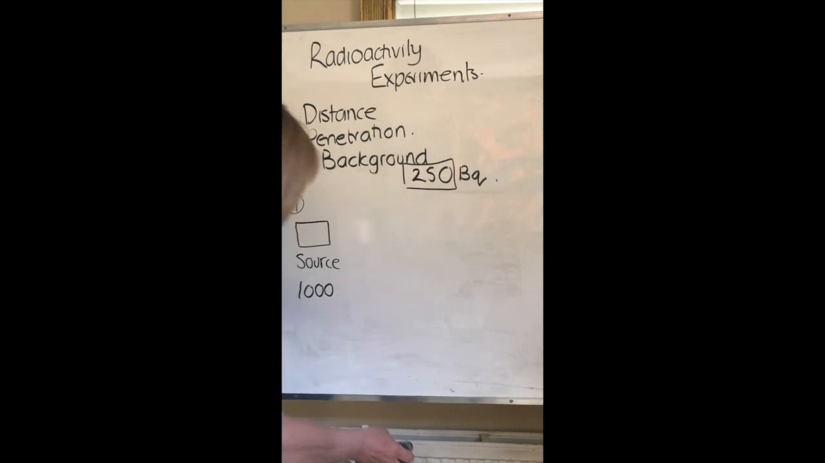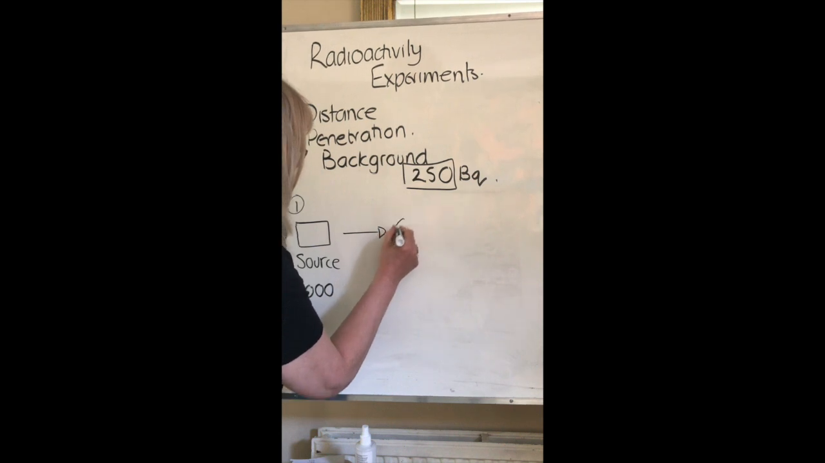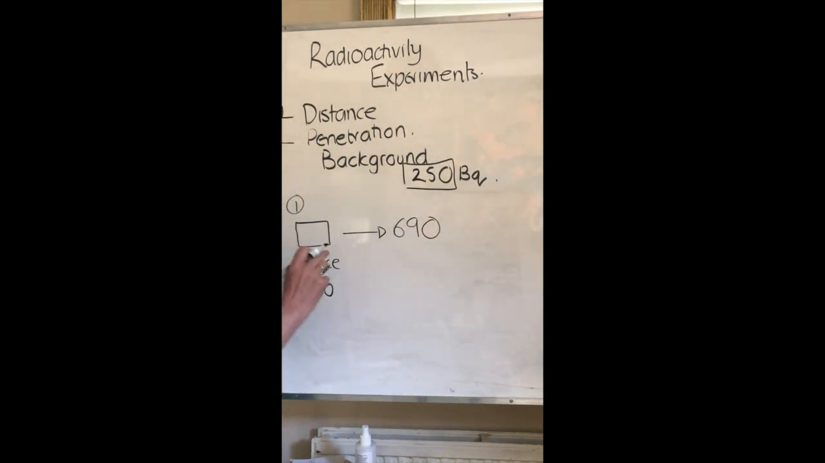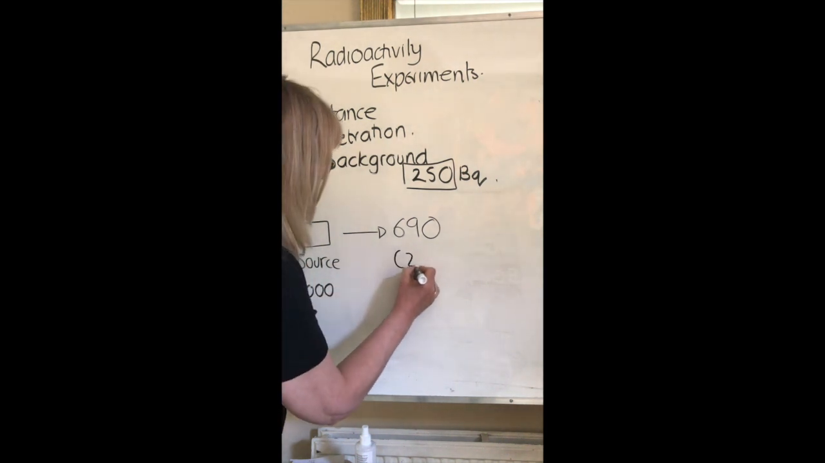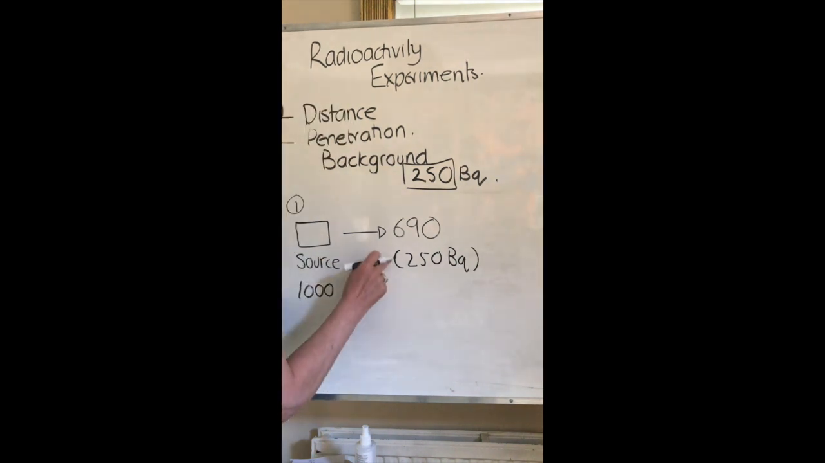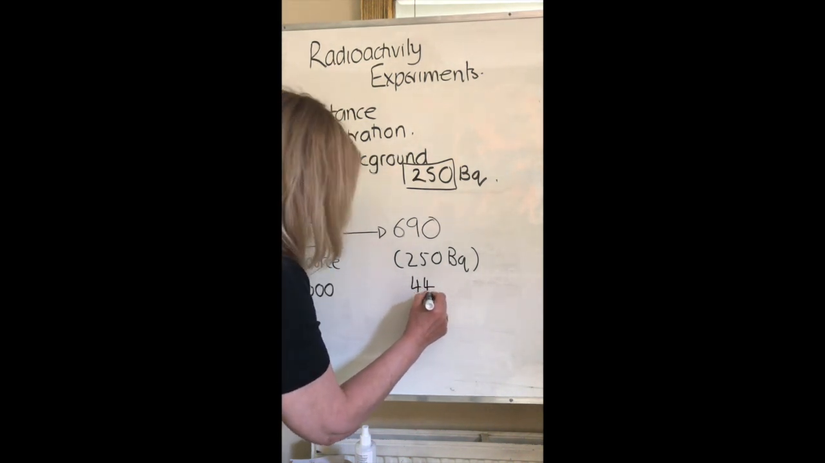So for example, here we might be measuring 690 becquerels at this point from the source. Remember, that is not 690. The difference between 690 and 1,000 is not what's been absorbed, because we've got 250 becquerels sitting there that is in the background. So 250 of that 690 is made up of background radiation. So the actual value here would be 440.